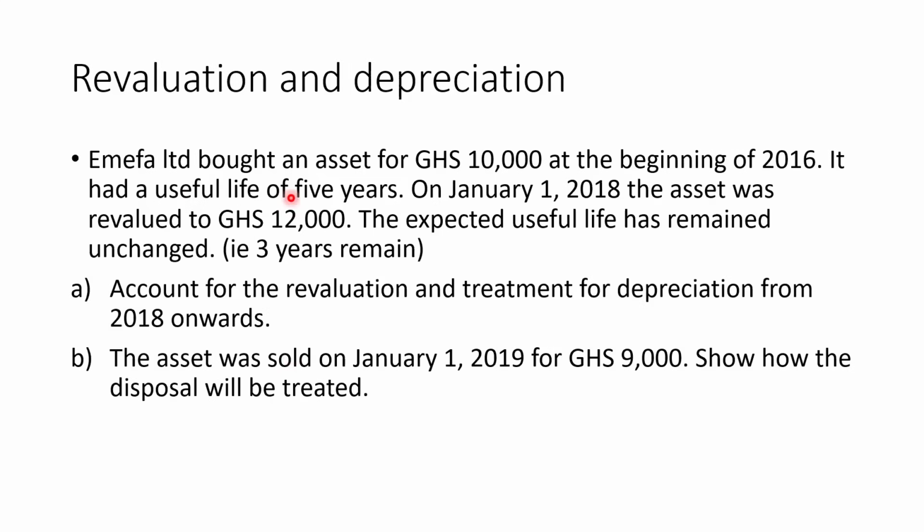So they purchased the asset for 10,000. So that's the cost of the asset at the beginning of 2016. It had a useful life of 5 years. So what's the depreciation per annum? Cost is 10,000. Useful life is 5 years. Let me hear from you in the chat. 2,000. So 10,000 divided by 5 years gives you 2,000. So that's the depreciation per annum.